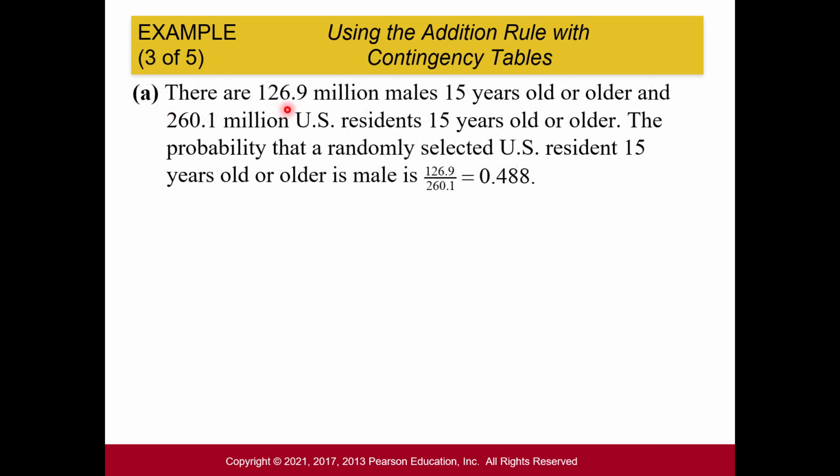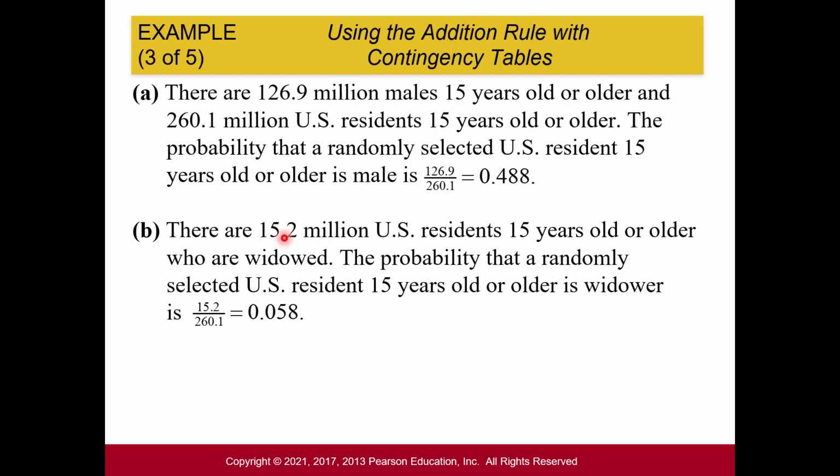All right, so for part A, there are 126.9 million males 15 years or older out of the 260.1 million residents. What we want is that proportion, or probability. The probability that a randomly selected U.S. resident is male is just 126.9 divided by the total, 260.1, so it's about 48.8%. Part B, there are 15.2 million residents that are widowed, so the probability that a randomly selected resident is widowed is 15.2 divided by the total, which is about 5.8%.